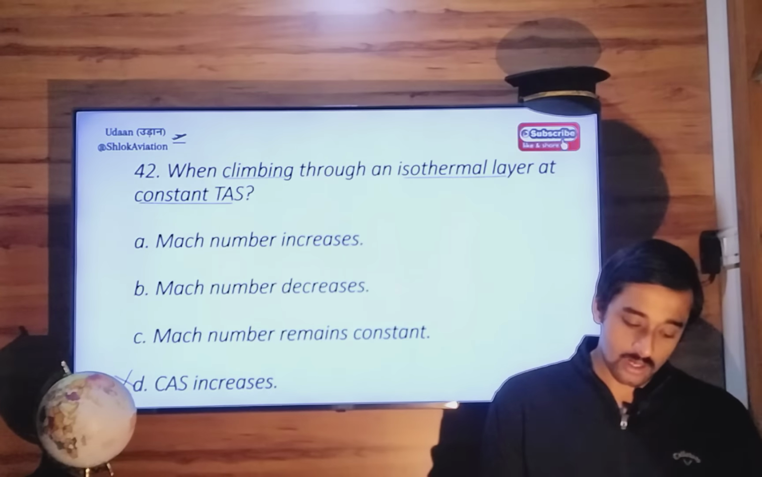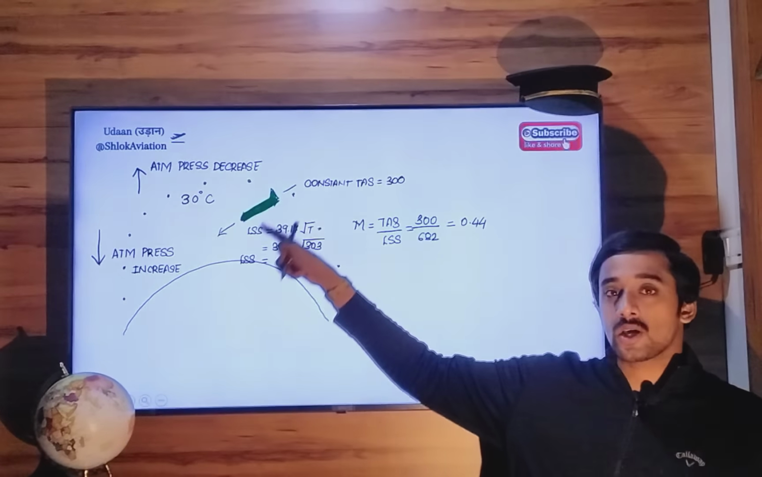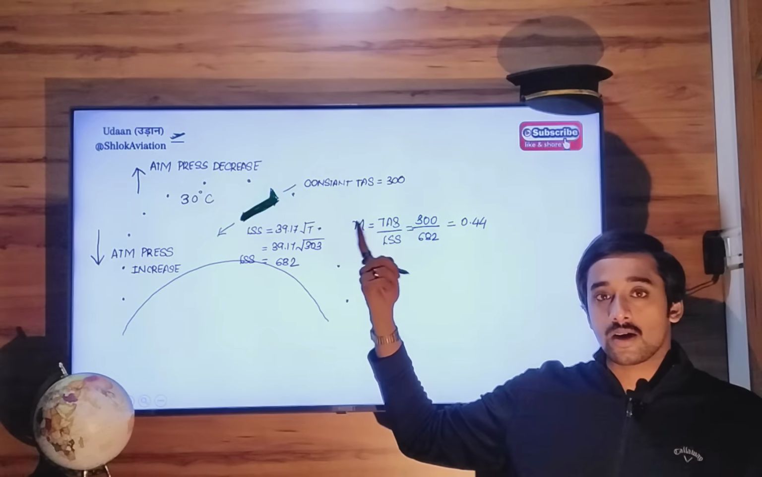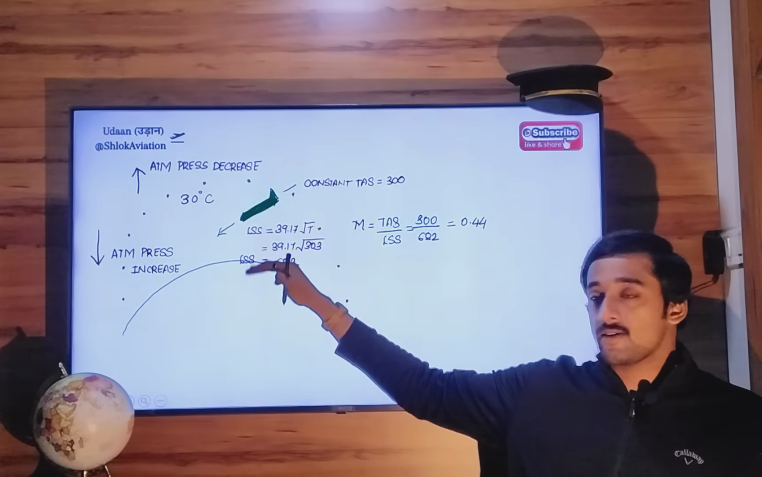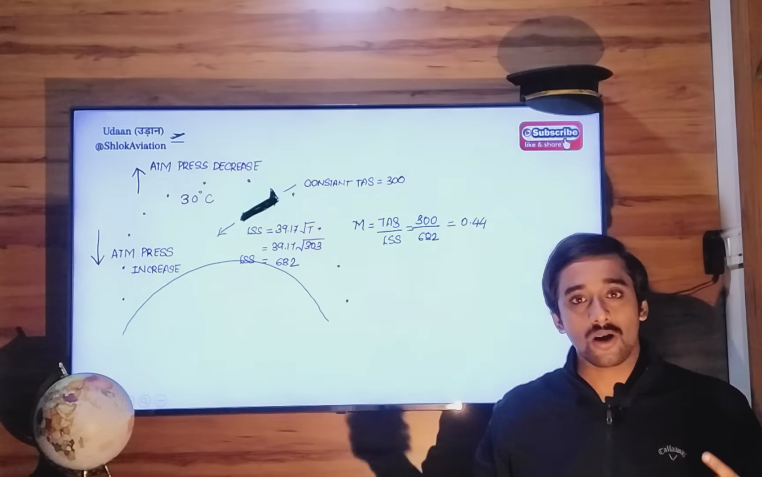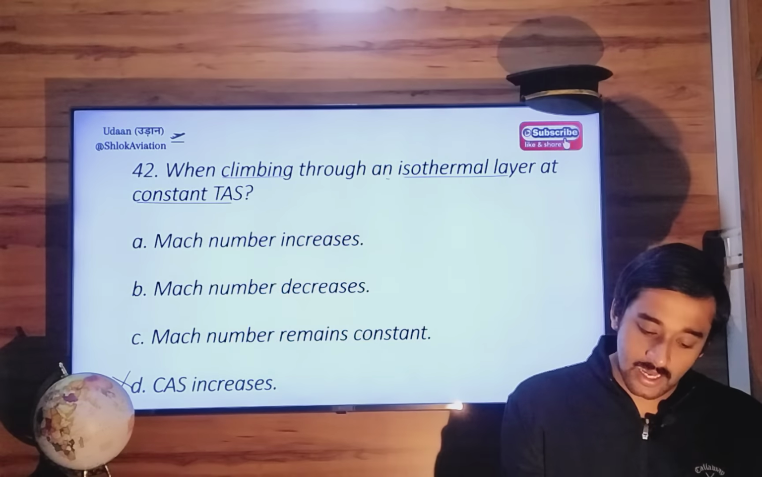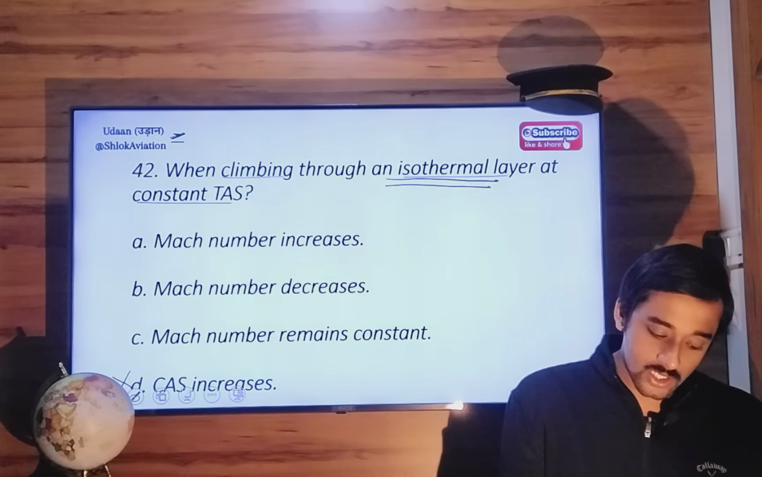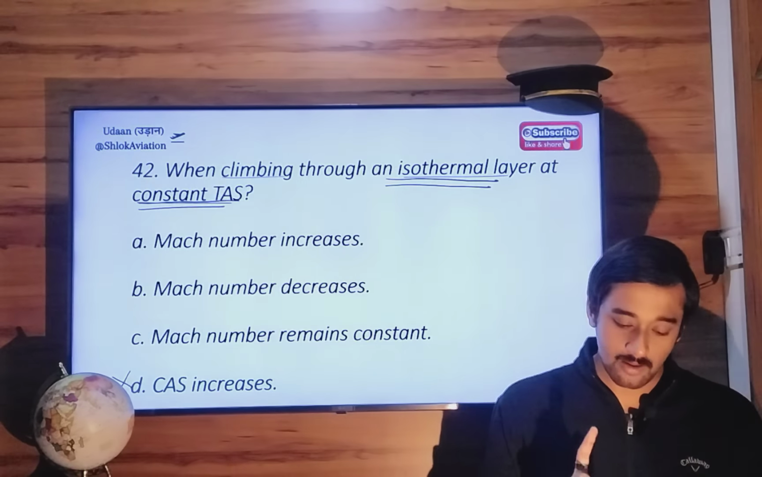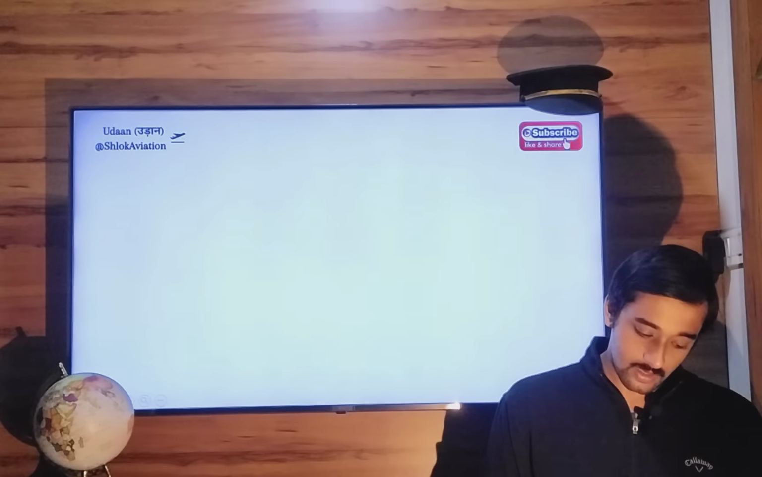Now we are left with Mach number. Now over here, you are climbing at constant TAS in this isothermal layer. Local speed of sound in this entire isothermal layer will also remain constant. So Mach number will also remain constant. Okay. So isothermal layer is the key word here. Constant true airspeed is the key word. Remember the important points. So Mach number will remain constant.